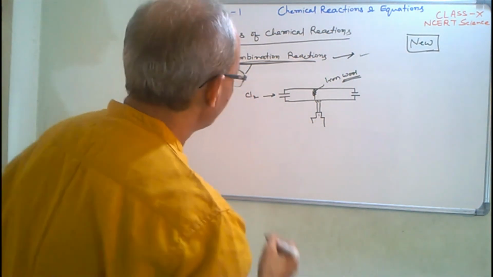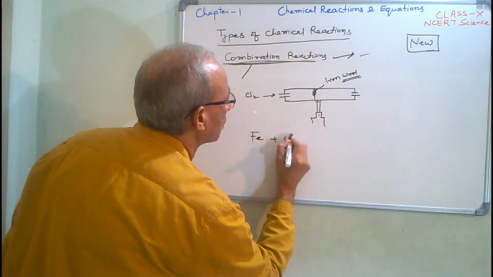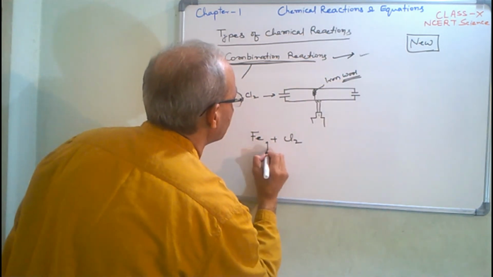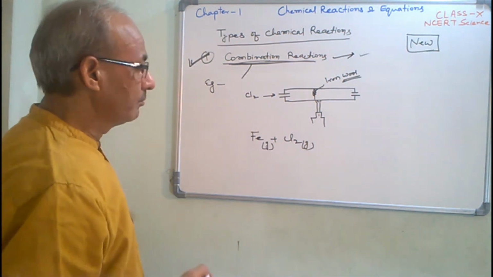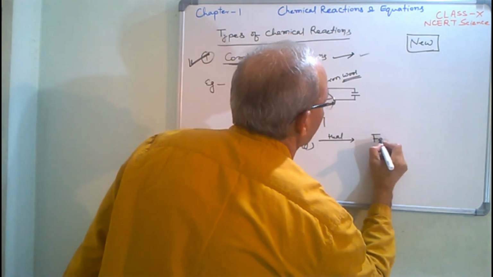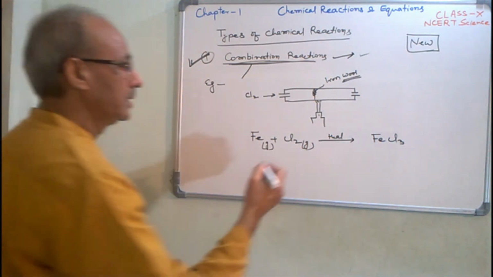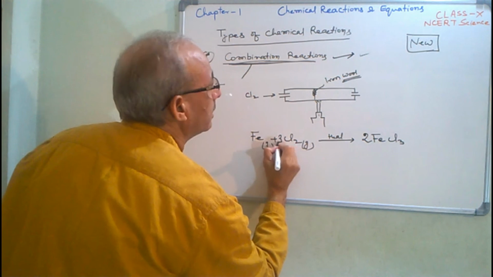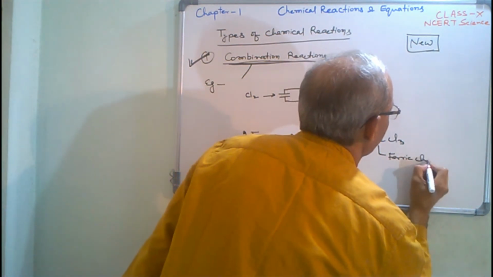After the chemical reaction, that is the combination reaction, here iron combined with chlorine gas, this is in vapor form, that is gaseous state. And heat is the condition here. Here FeCl3, ferric chloride is formed. We will balance this chemical reaction by putting 2 coefficient here and 3 and 2 here. This is ferric chloride.